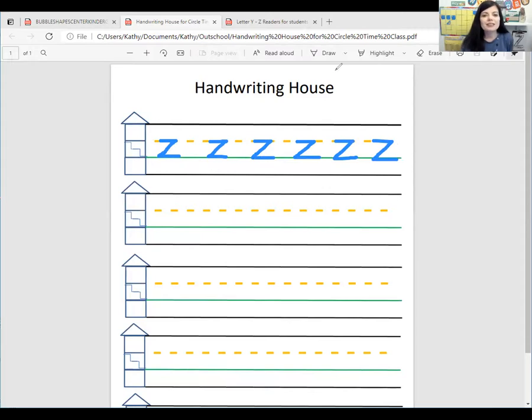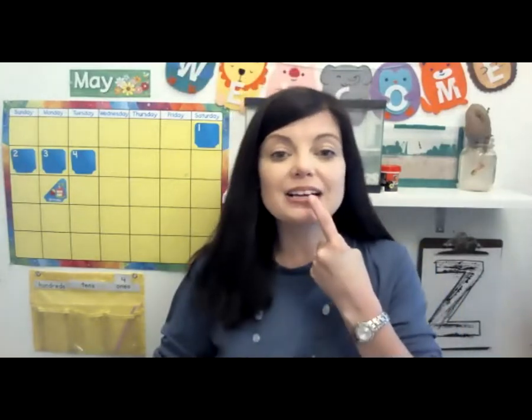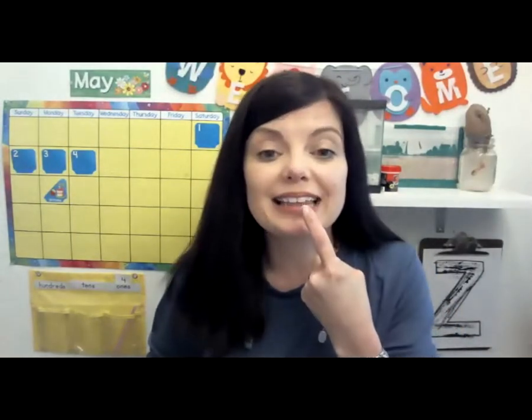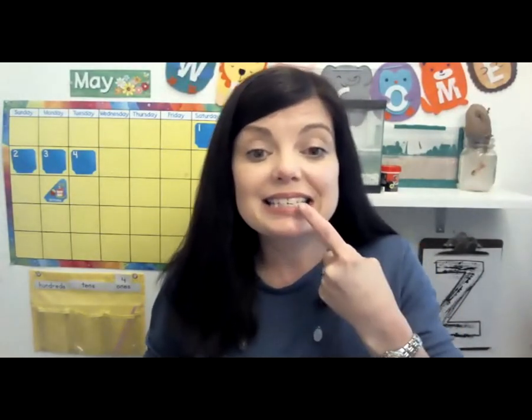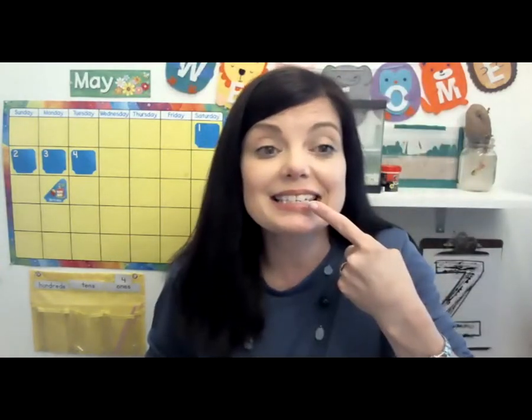Well, let's talk about the sound that letter Z makes. To make the letter Z sound, you have to take your teeth and put them together and then blow through your teeth like this. Zzz. It kind of sounds like a bumblebee, doesn't it? Zzz. That's what letter Z says. Z says zzz, as in Zoomer.